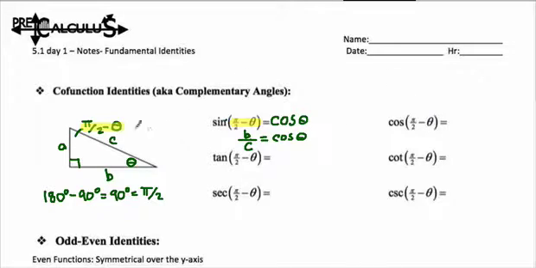All right, cosine of this angle here is adjacent over hypotenuse, so a over c. And a over c also happens to be the sine of theta, the sine of this angle, since sine would be opposite over hypotenuse. Okay, so tangent of this angle would be opposite over adjacent, so we get b over a, and b over a would be the same as, from theta, adjacent over opposite, which is cotangent.